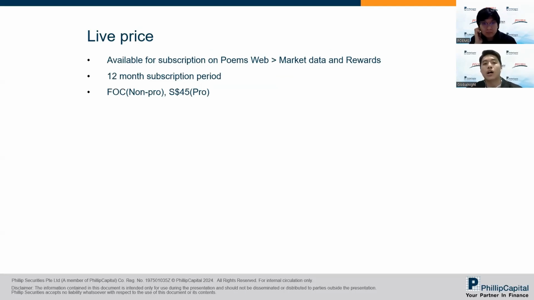To access the subscription, just log into your Poems web. There will be one tab called Market Data and Rewards. Then you can see one is US options. So just subscribe there free of charge.